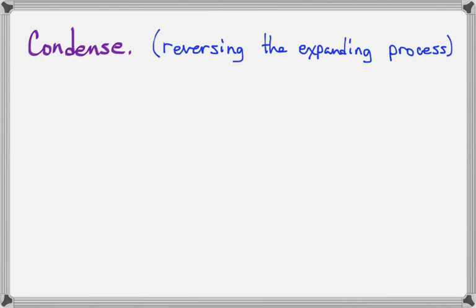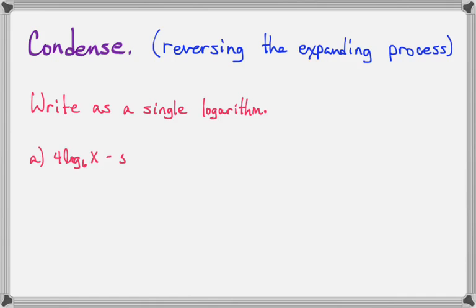So your instructions might say something like, write as a single log term. They may not even use the word condense. It may just say write as a single logarithm, but you'll know that you are condensing or you are using the expanding rules backwards. Okay, first of all, when I look at this expression, I see coefficients in front of my terms, so we'll want to take those coefficients and put them back into their exponent position.